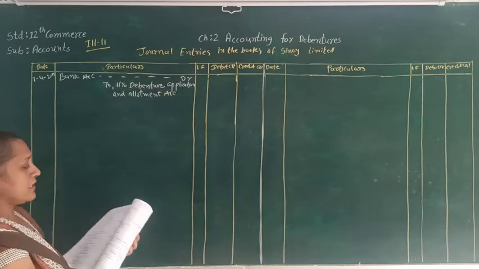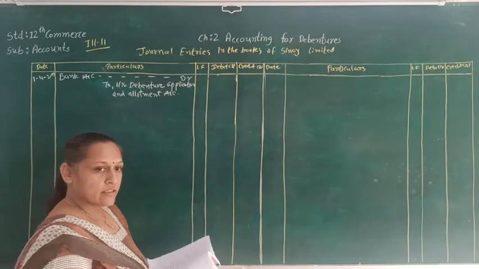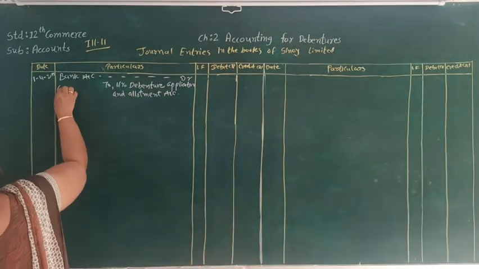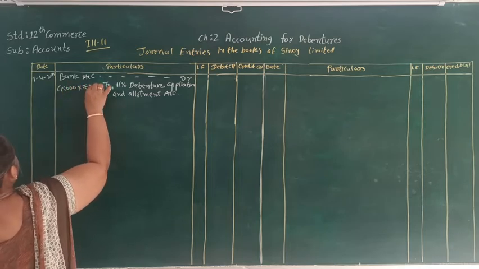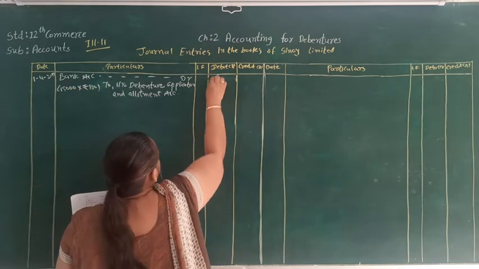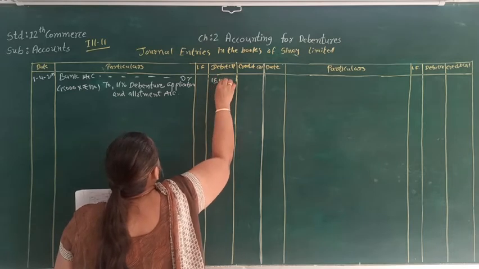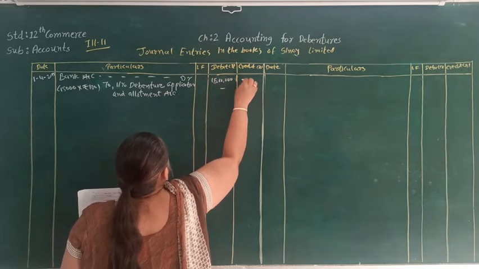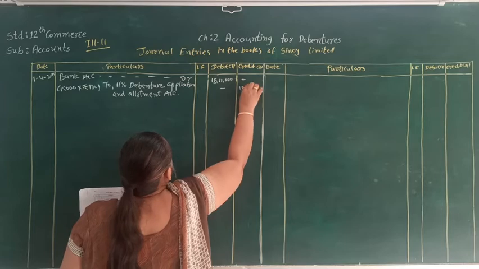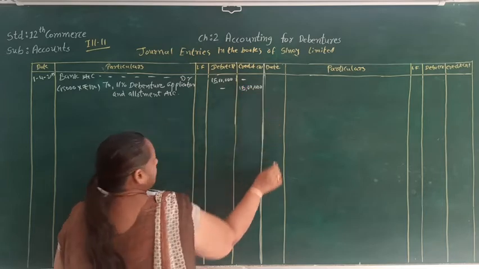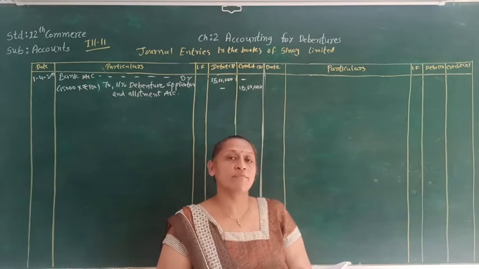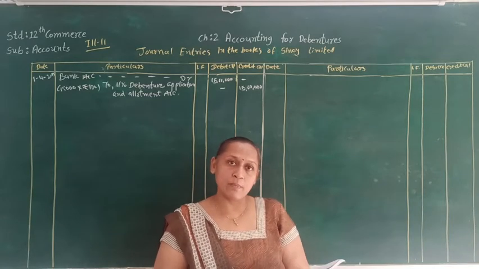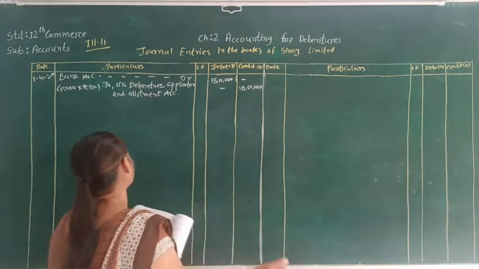Here the amount is 15,000 into face value of rupees 100, so that will be 15 lakh. Being application money received on 15,000 debentures at rupees 100 per debenture.